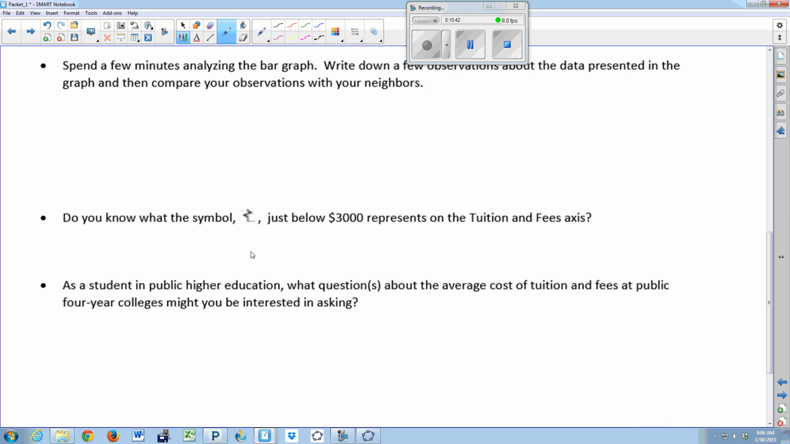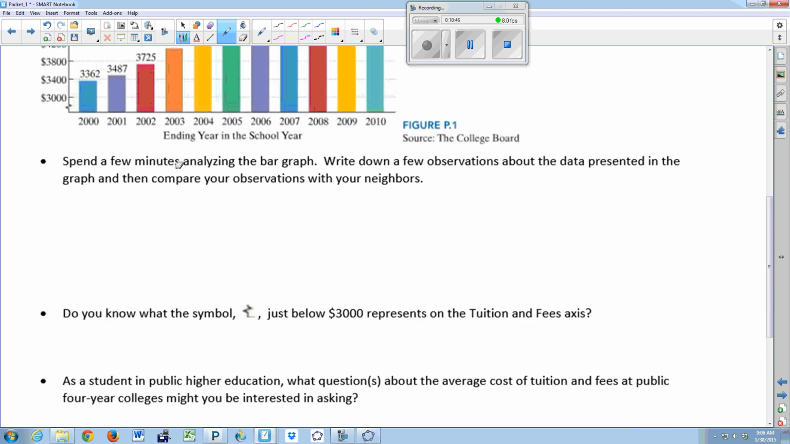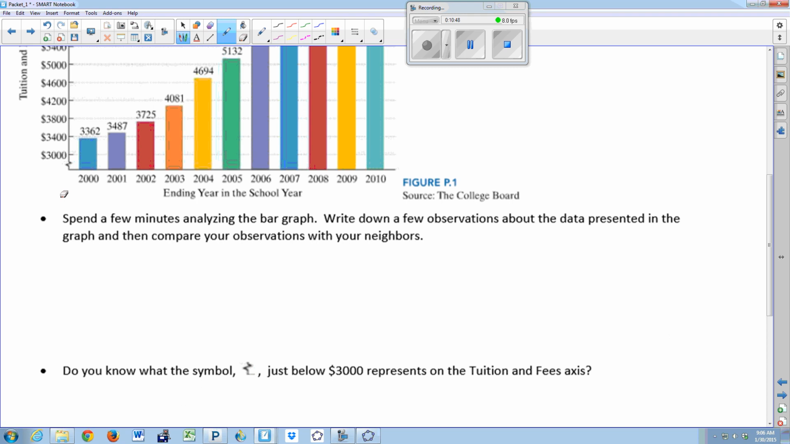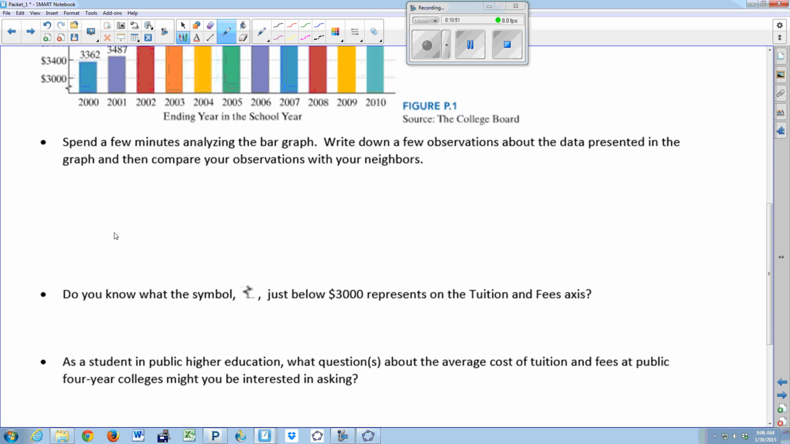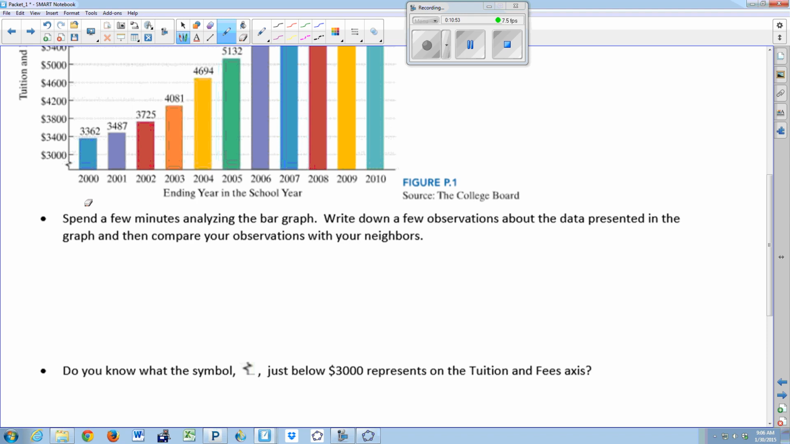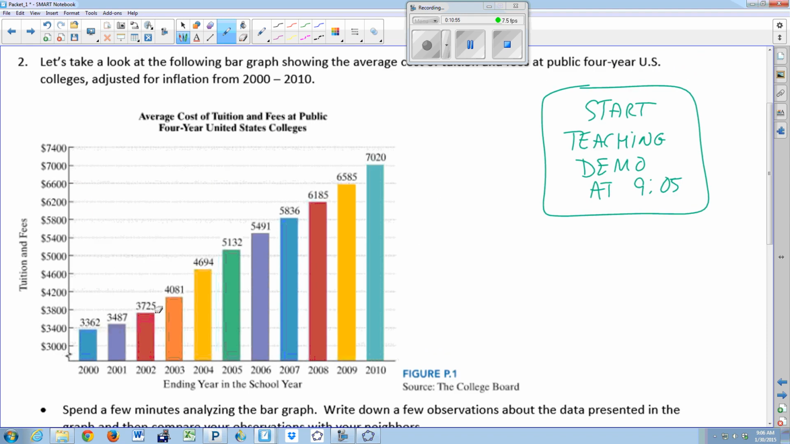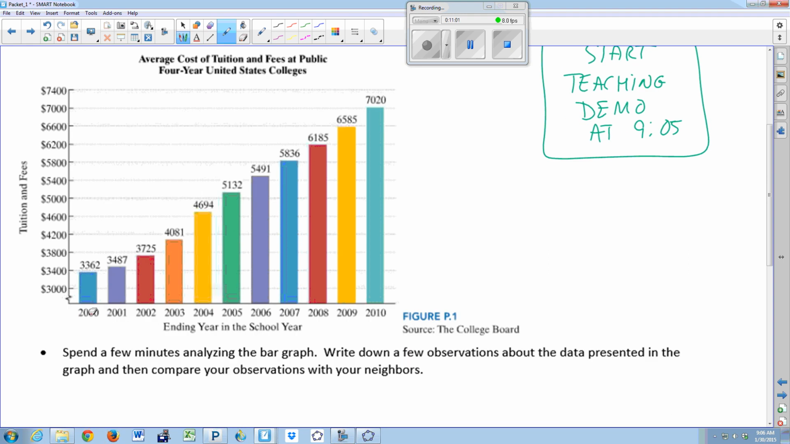You can do it on the x-axis as well. They chose not to, which is interesting, but you could have put the little break in the axis there, and I probably would have. The reason they didn't is because the algebraic model equation we're going to be using has 2000 represented by the year 0, and that's why they don't have the break there.